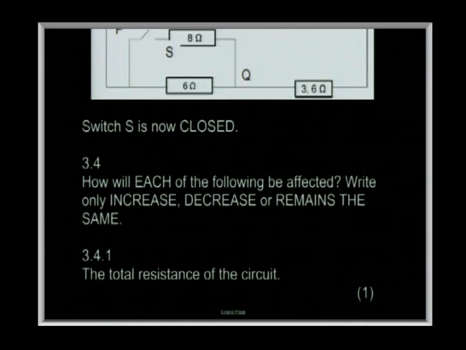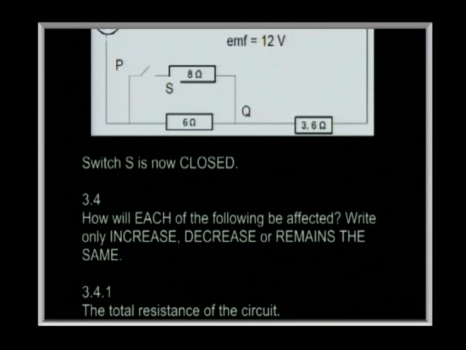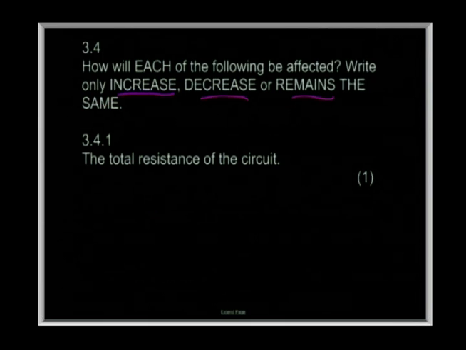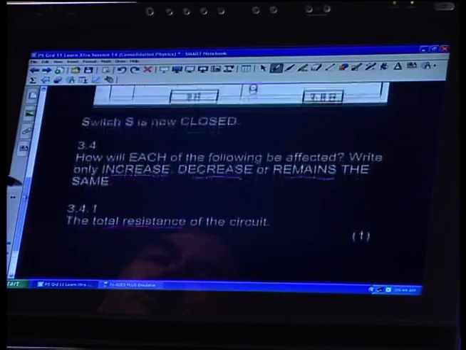So now it says the following. Switch S, that switch there, is now closed. How will each of the following be affected? Write only increased, decreased, or remains the same. So the first question is the total resistance of the circuit. Now I want to show this to you because although they didn't say that you needed to do a calculation, let's do the calculation. Let's make sure that we've got it so you can see it for future.